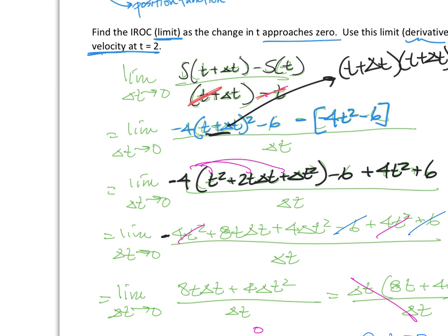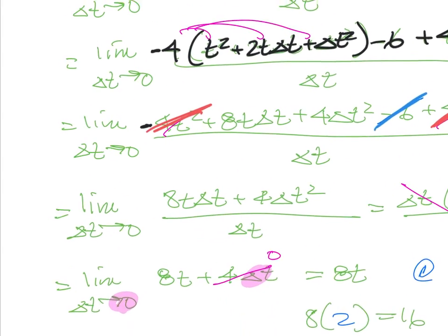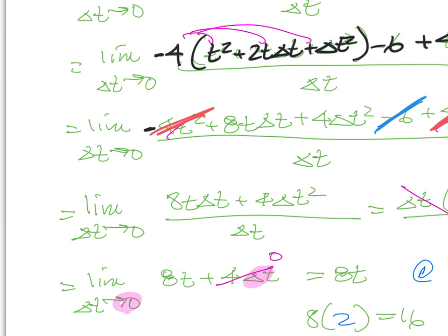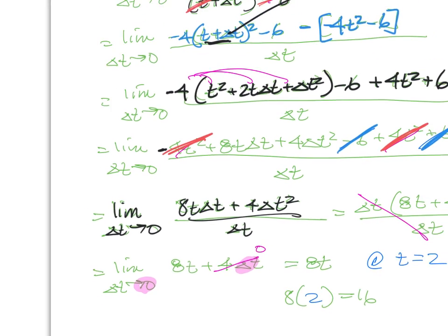When we have that, if you notice, the -4t squared cancel out with the 4t squared. They go to 0. This -6 and the +6 goes to 0. So what we are left with is the 8t delta t plus the 4 delta t squared all over the delta t. And of course, we always have to write the limit as delta t heads to 0. We always need to do this proper notation.